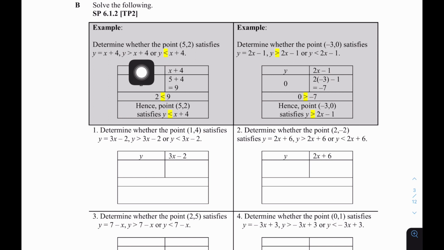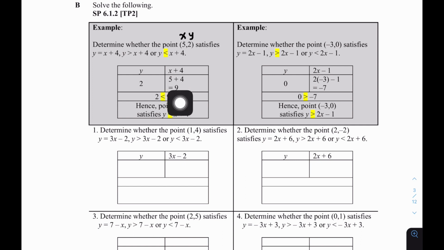So macam mana kita nak buat? Okay, kita kena check satu-satu. For example kita ada y is equals to x plus 4. Sekarang kita cuba tengok koordinat kita. Kita ada x and kita ada y. Sekarang cuba masukkan. Y is 2, kita masukkan 2 di kiri. Lepas tu bila y 2, x kita 5 kan. So sini 5 tambah 4 dapat 9.